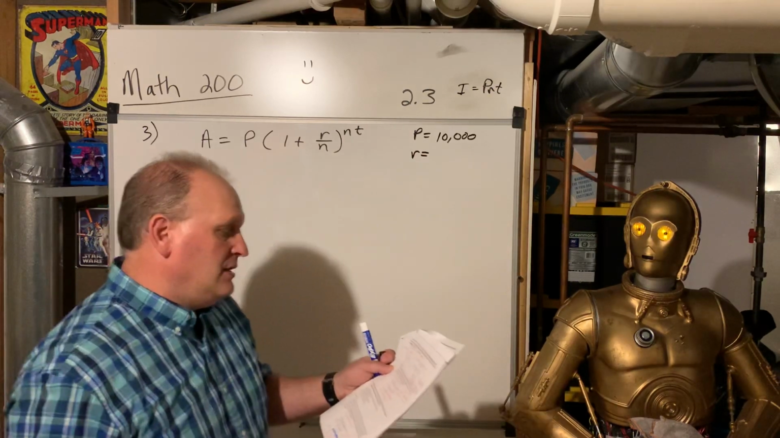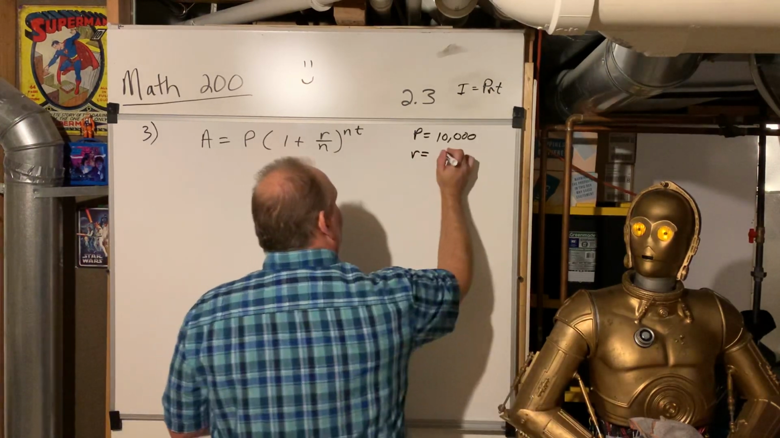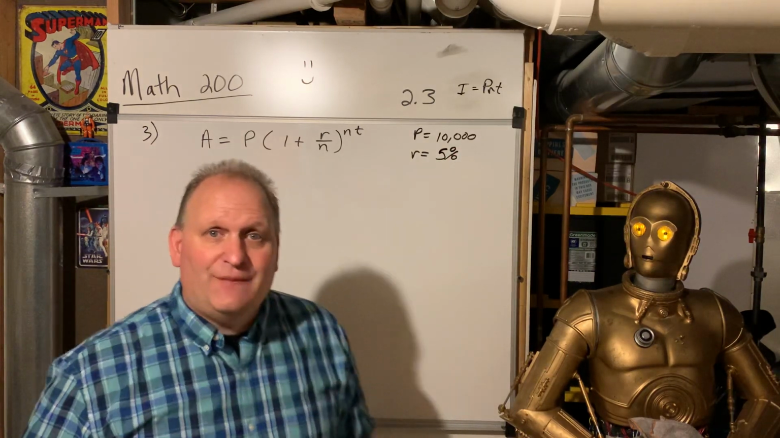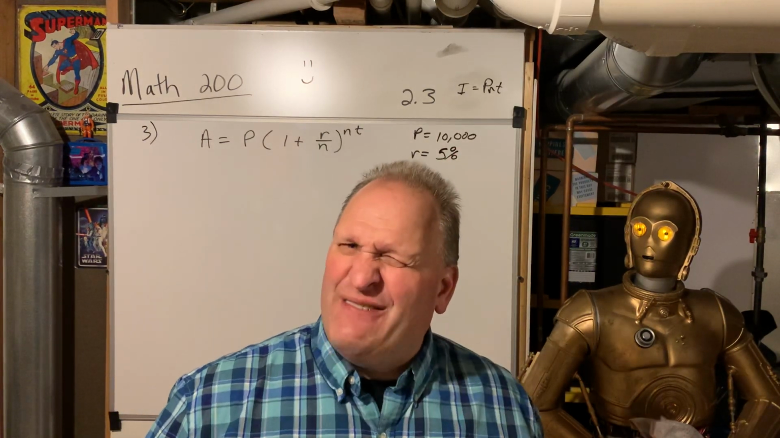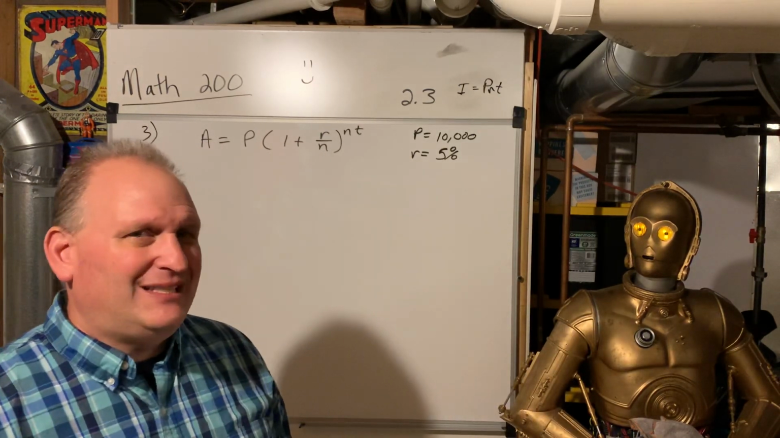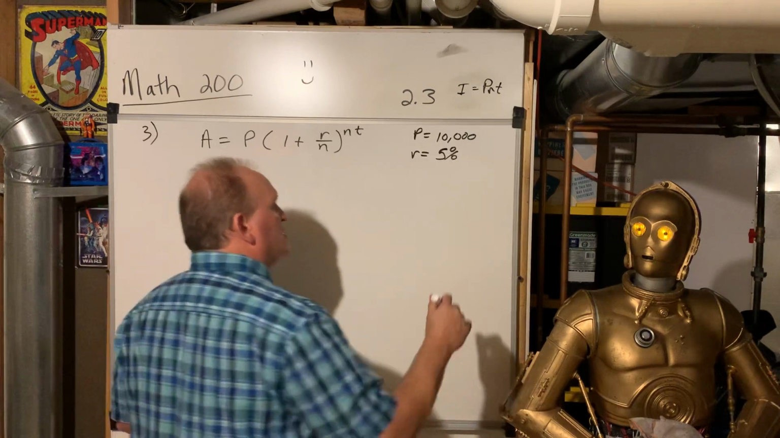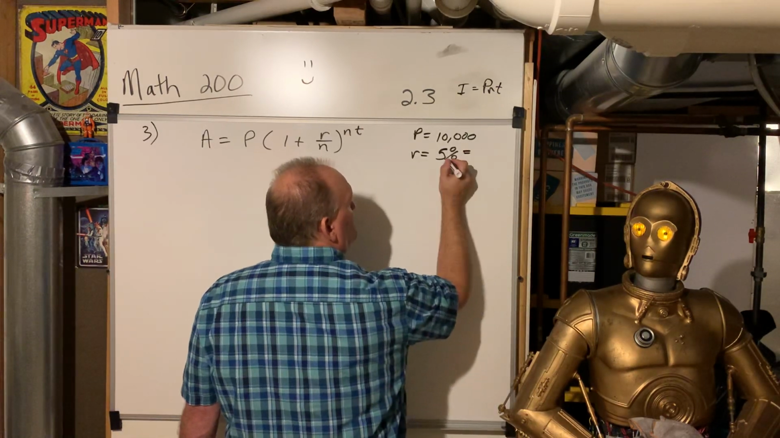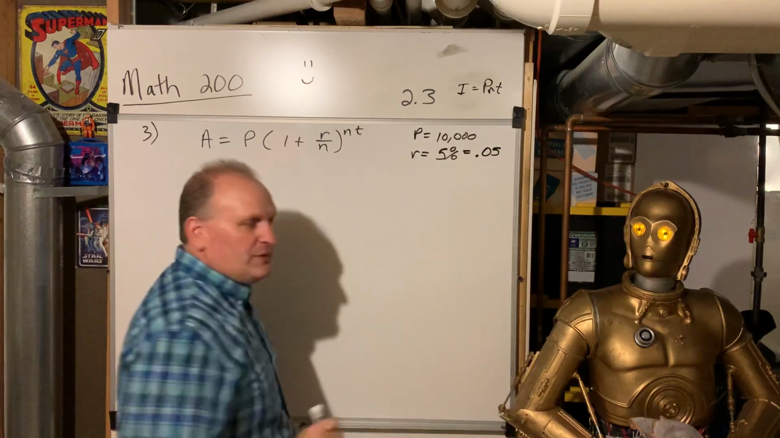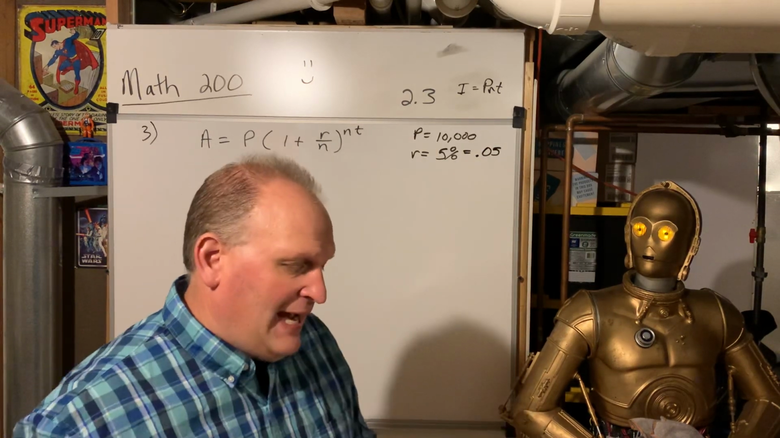We got R, that's the rate. Now remember, we don't just leave it 5. That's a very common mistake. People leave it 5. That would be 500% interest. That would be probably something illegal going on if you're getting 500% interest. So we take it 2 places to the left, make it into a decimal so it can play with the real numbers. So it's 0.05.